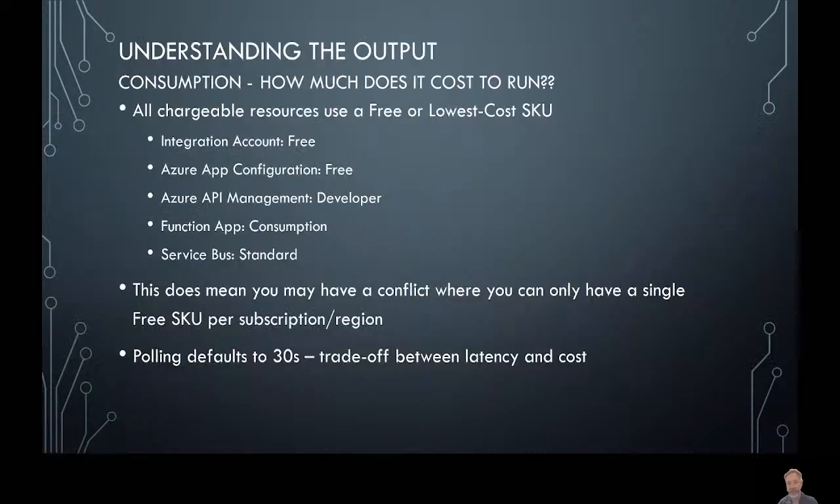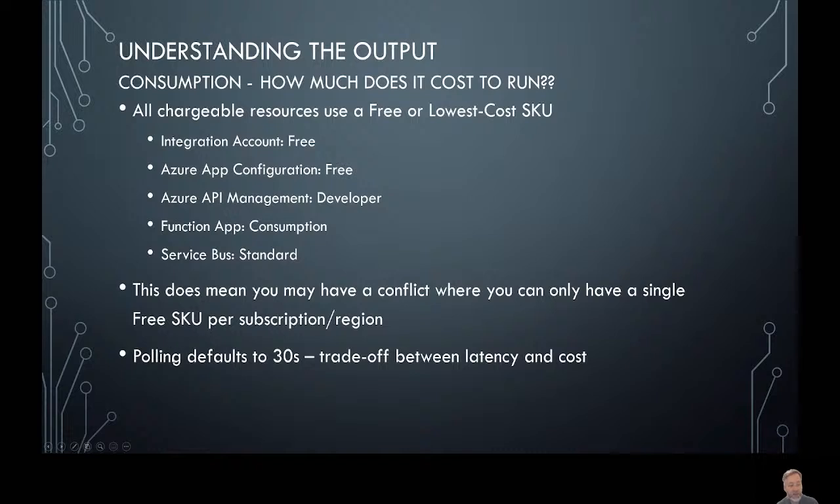Right, costing. Under consumption, we would always use the free or lowest cost SKU. So free integration account, free app configuration. That's why you sometimes have limitations when you deploy the tool if you're using one of those free accounts already somewhere else, because you only usually have one of those. We use developer SKU for API management and consumption for function apps, and we use standard for service bus. It's all about trying to keep the cost down as much as possible, especially if you're on an MSDN subscription or Visual Studio subscription for your Azure credits.